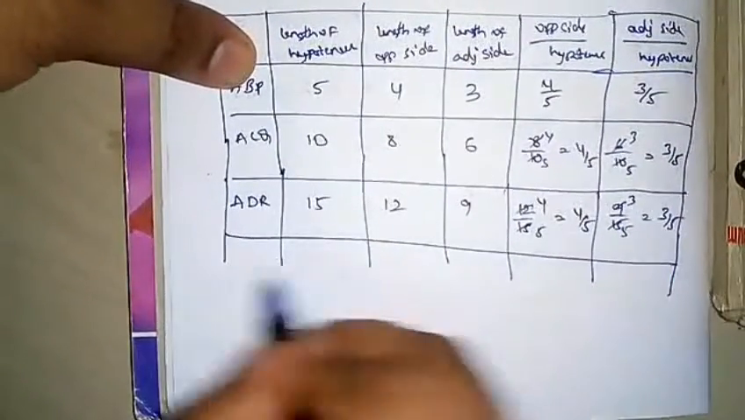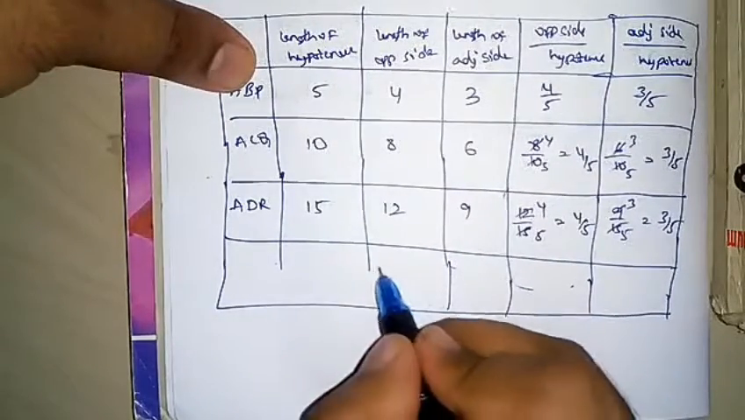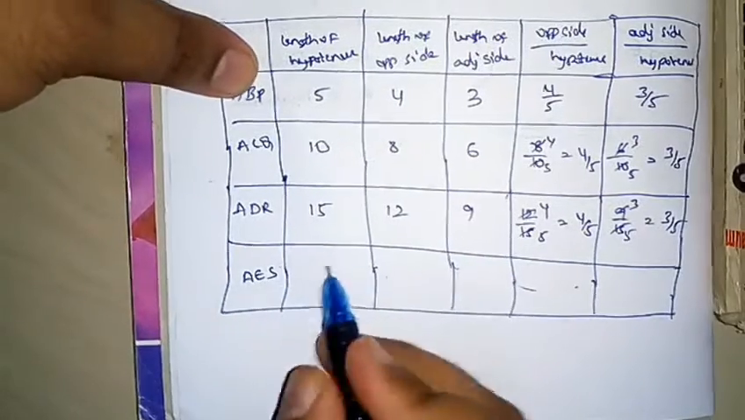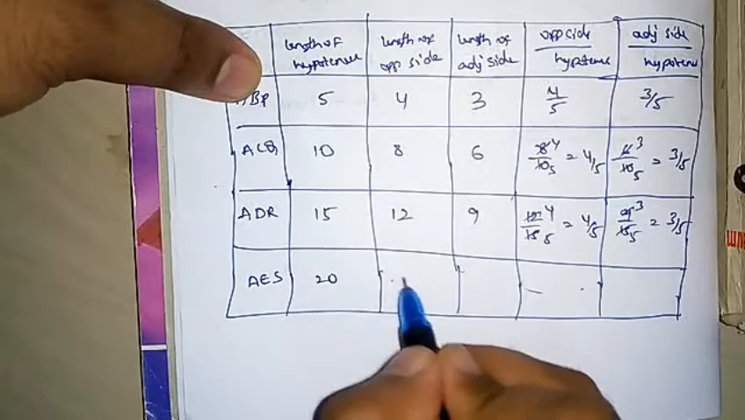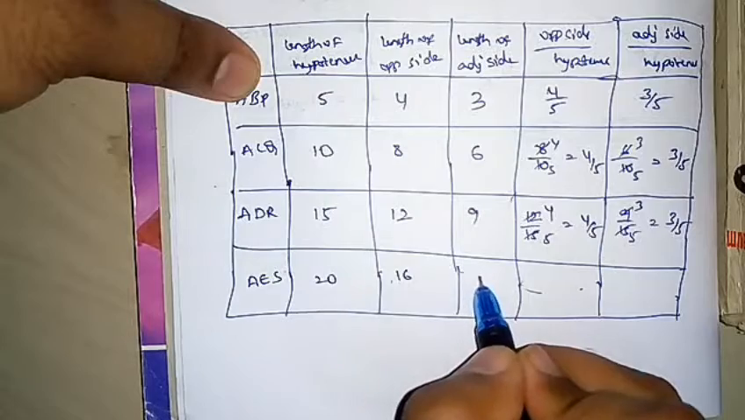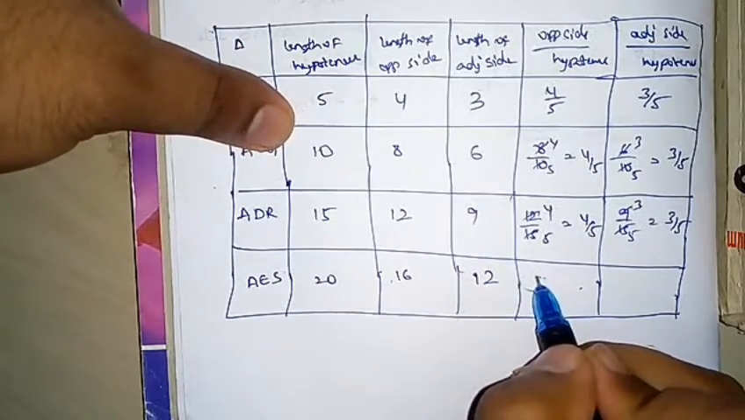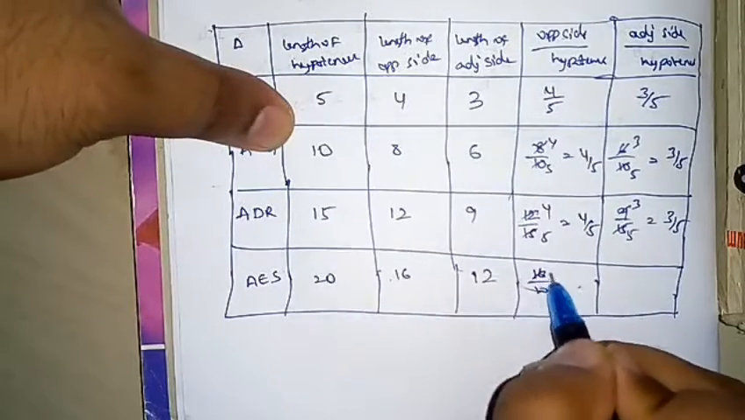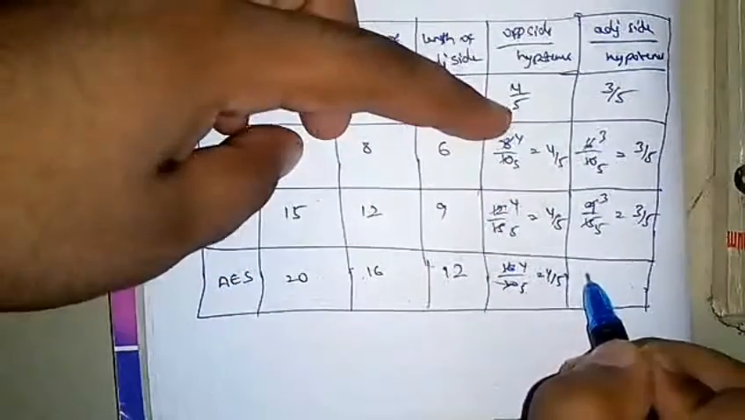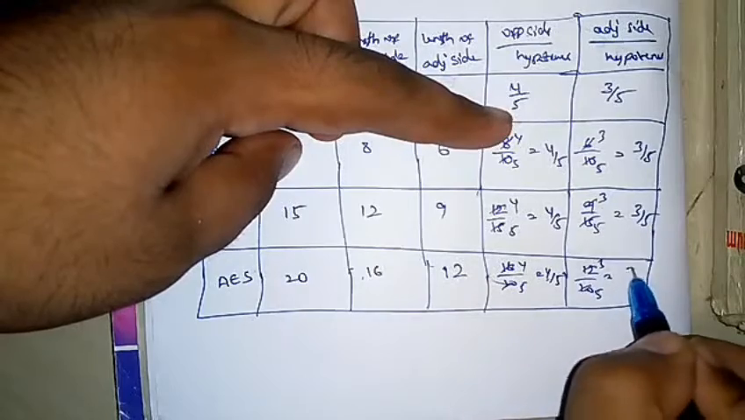Now in triangle AES, length of hypotenuse is 20. Length of opposite side is 16. Length of adjacent side is 12. So opposite side by hypotenuse is 16 by 20, 4 4s are 4 5s are is equal to 4 by 5. Adjacent side by hypotenuse is 12 by 20, which is equal to 4 3s are 4 5s are, 3 by 5.